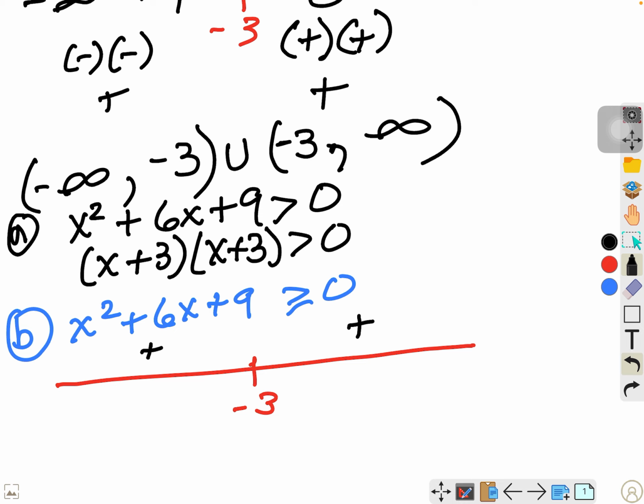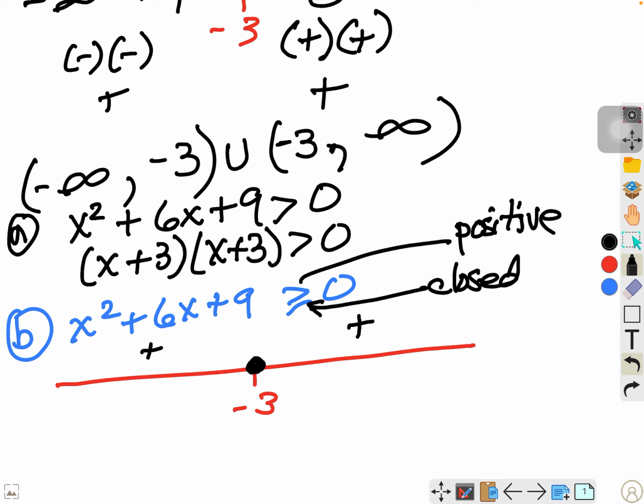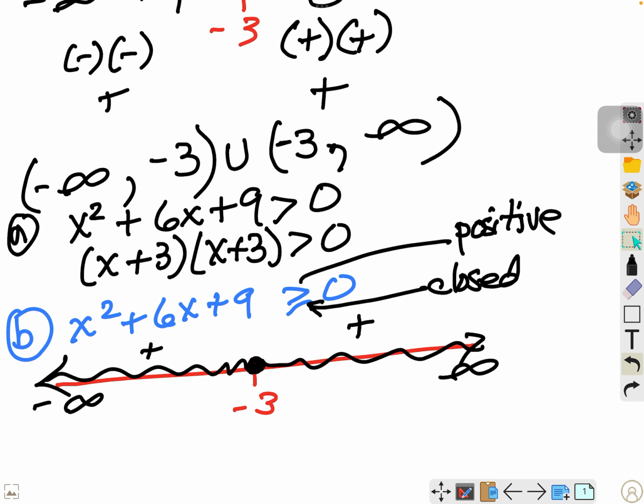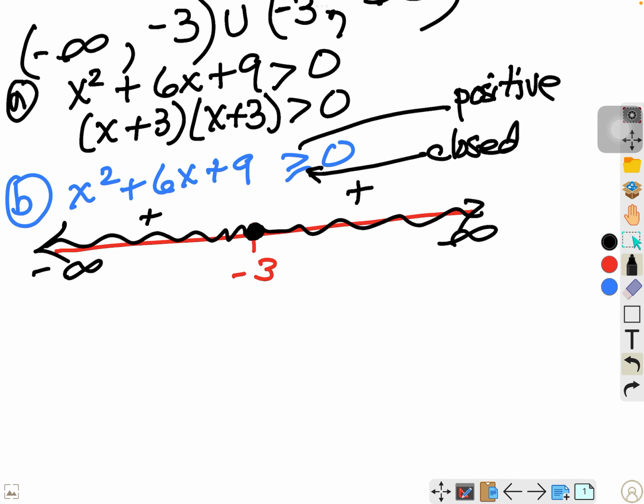What is changing now, there is an equal to allowed. So we're going to have a closed endpoint. And we are looking for positive numbers. So basically, that's everything. From negative infinity, including the negative 3, to positive infinity. So that's all real numbers. And we write that in interval notation as from negative infinity to positive infinity.